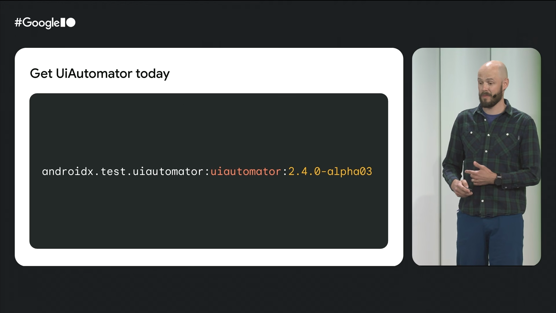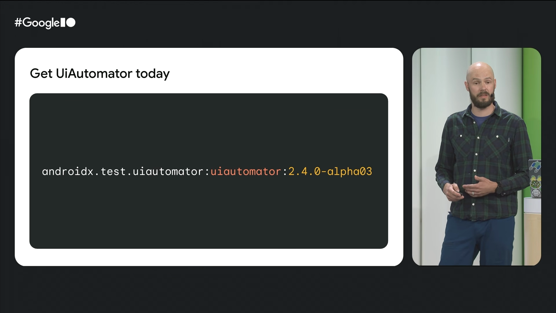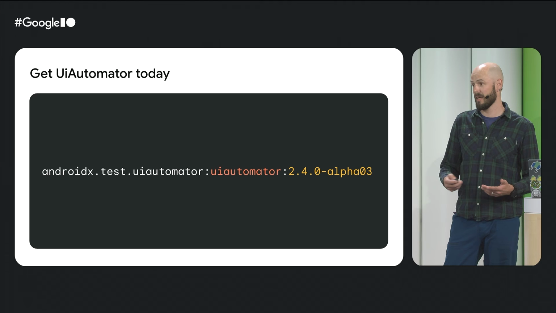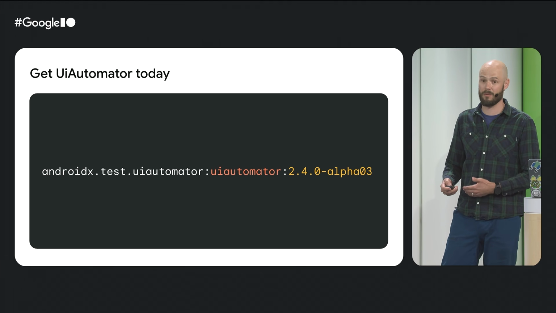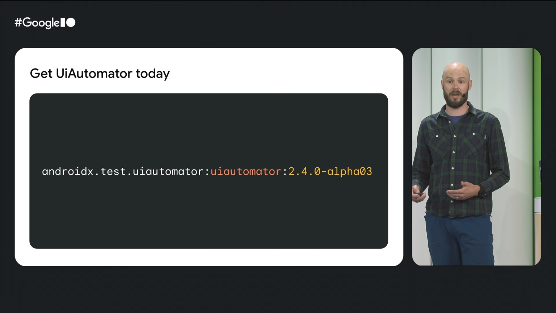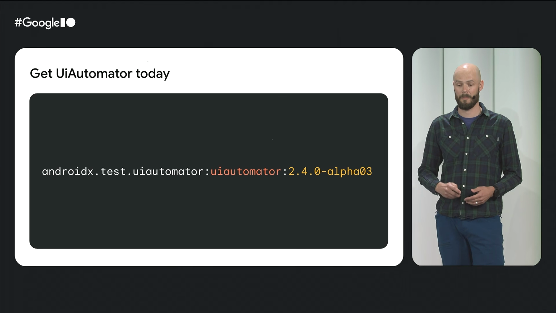You can try today with the UiAutomator dependency 2.4 Alpha 3. That's the latest that we currently have. Go ahead, give it a try. Let us know what's going on. If you have any issues with it, we really want to hear now before the API is fully stable.